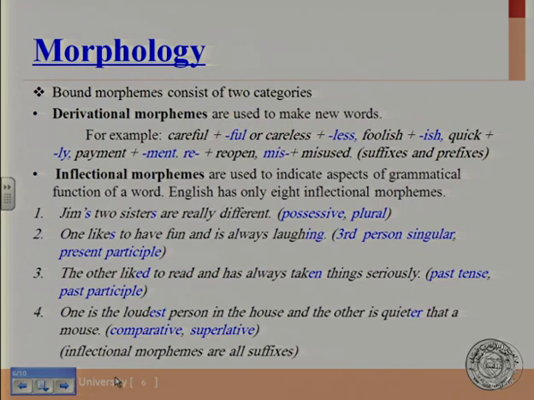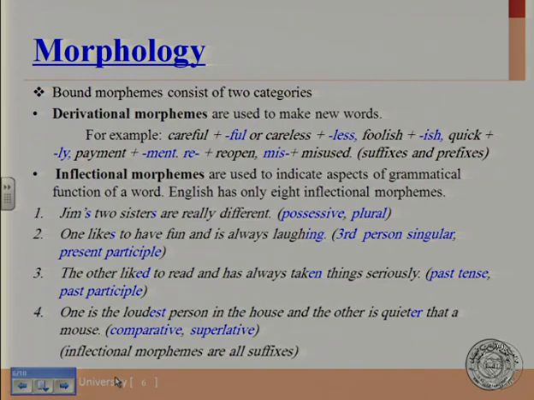Quick into quickly, pay into payment. So ment is a suffix added to pay, and it is a bound morpheme. Now, reopen: re is a prefix which is added to open, and again re is a bound morpheme. We use bound morphemes or derivational morphemes to make a new word.